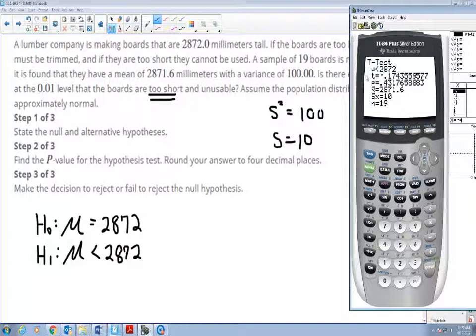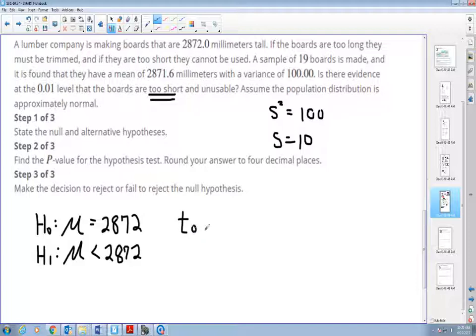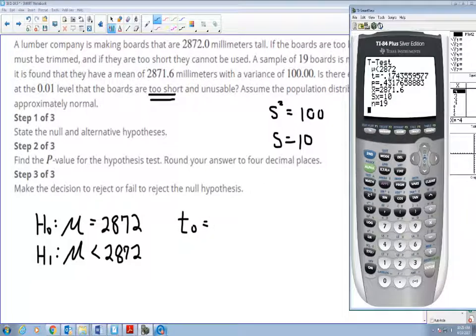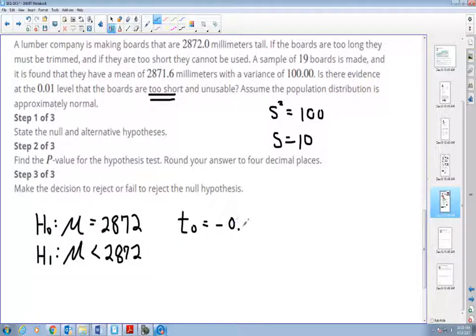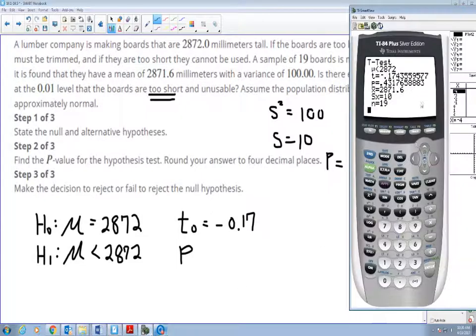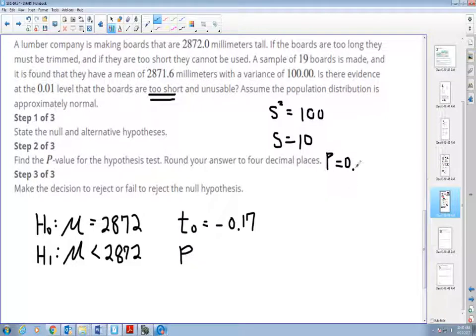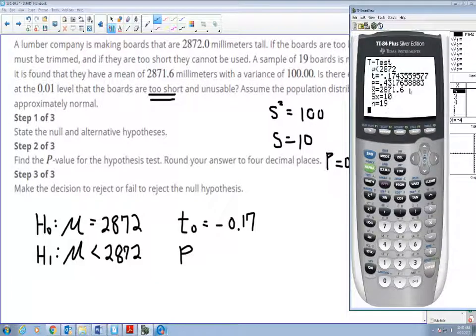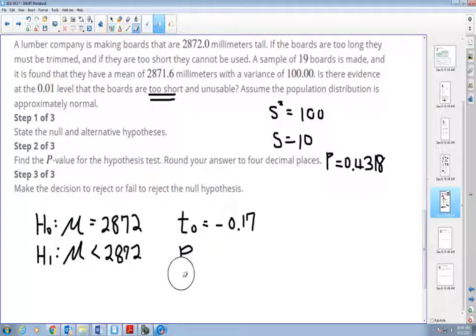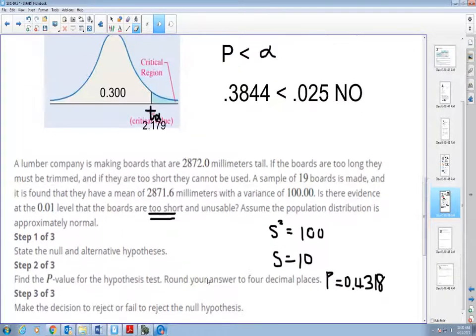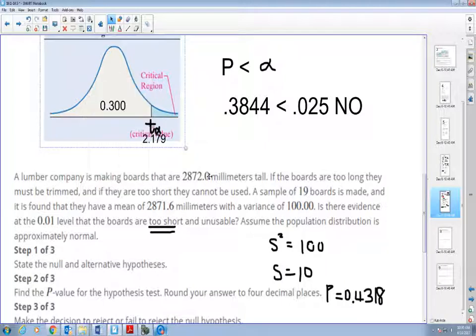So my test statistic t, I'm going to write it down: negative 0.17. My p-value, rounded to 4 decimal places, is 0.4318. Alright, so let's do this one more time.